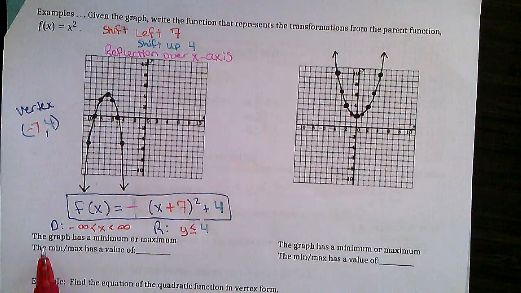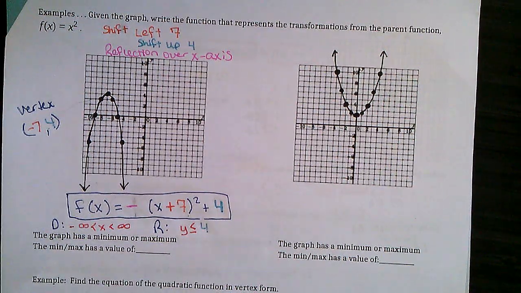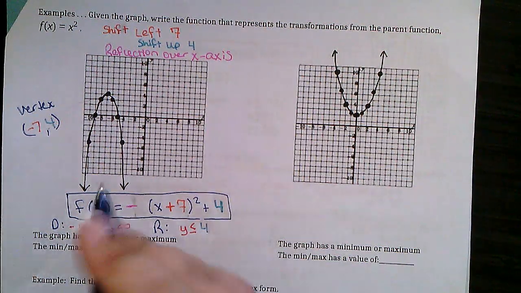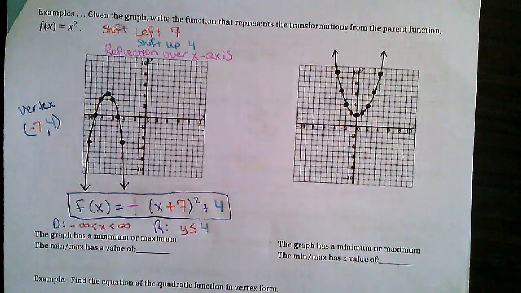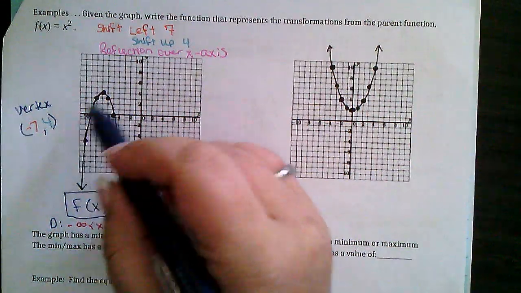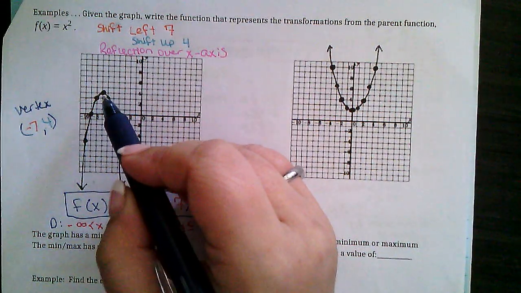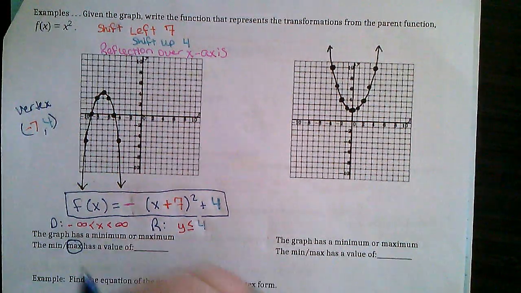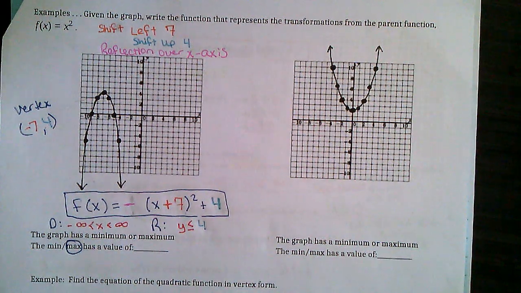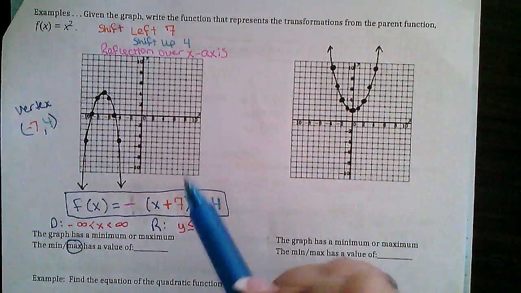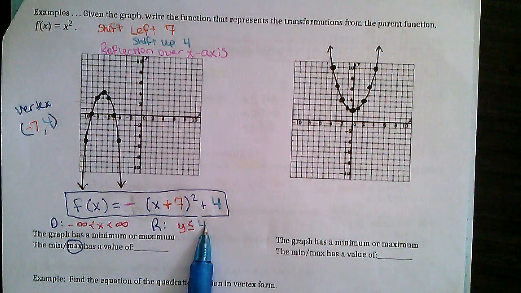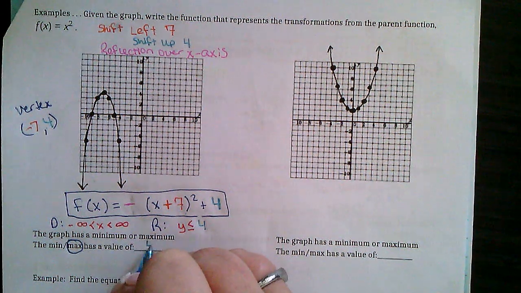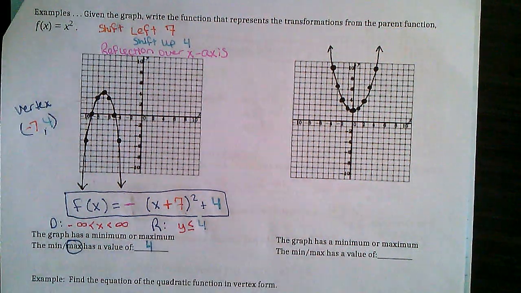Does this have a minimum or a maximum? Well, this one opens up, this one opens down, so it has a top, which is a maximum. And the value of that maximum is always the same as the y value of your vertex. It's also in your range. It's that 4 again.